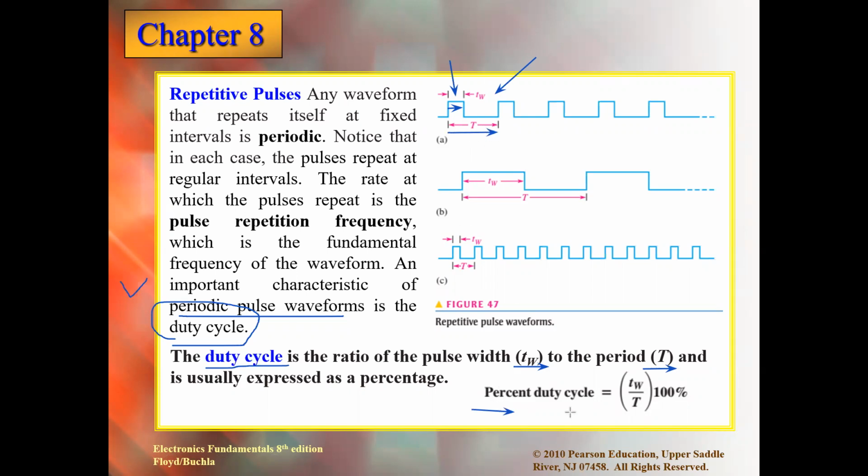So we can say percentage duty cycle is equal to TW, that is, the pulse width. In this case this is the pulse width, and what is the other thing? The time period. This is the time period. So TW over the time period, multiplied by 100. This way we can get the duty cycle.